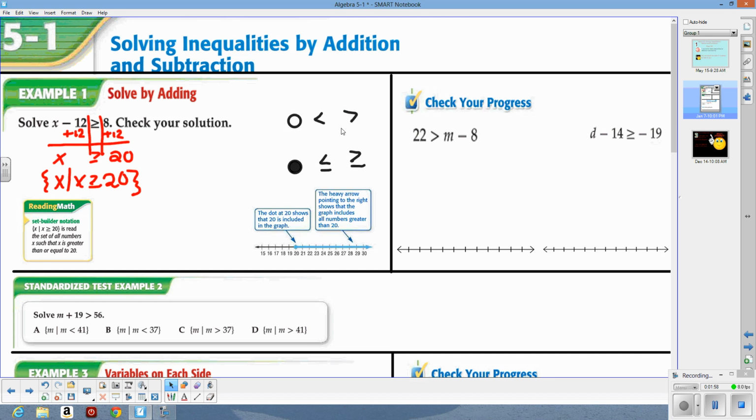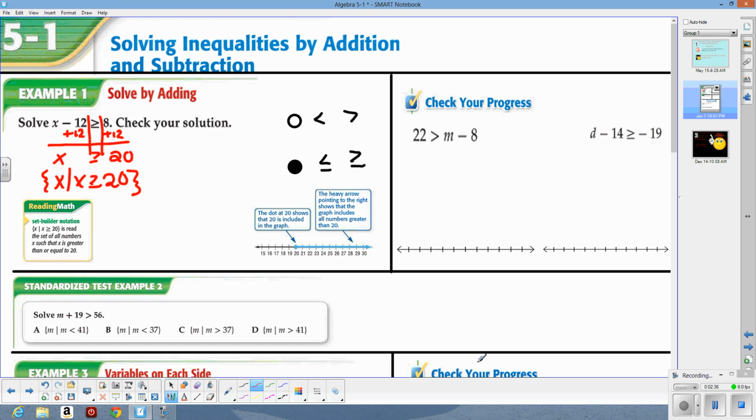first of all, we just need to review from earlier in the year that if it's a less than or greater than symbol, that means it does not include that number, so we put an open circle. And if it's a less than or equal to or a greater than or equal to symbol, we fill in the circle because it does include that number in the solution. Since this is a greater than or equal to 20, it includes it, so we put a closed circle, filled in circle on the 20. And then our arrow is going to go to the right because it's the numbers greater than or equal to 20, and those are found to the right of 20 on the number line.